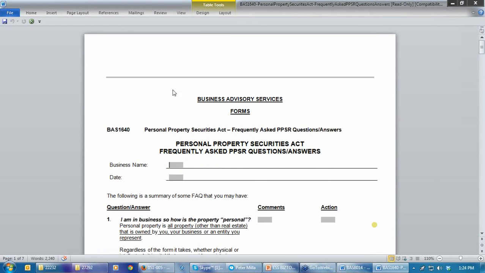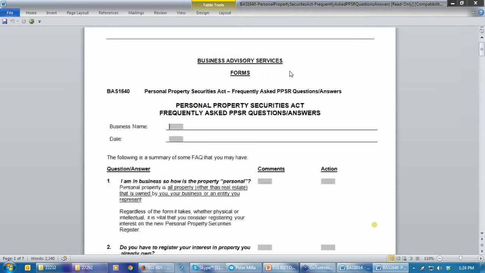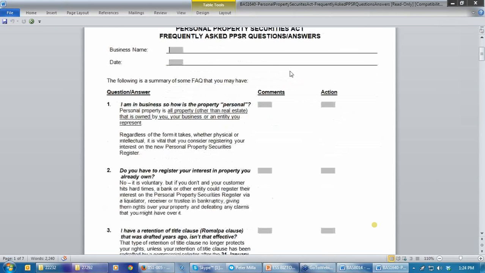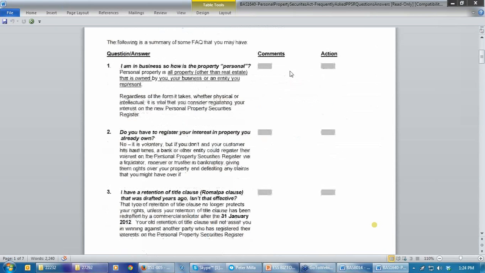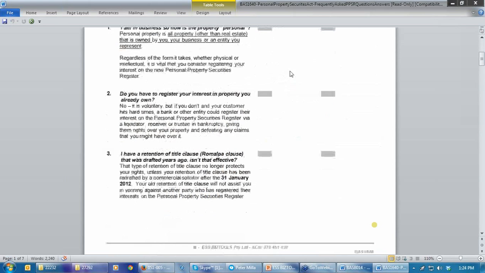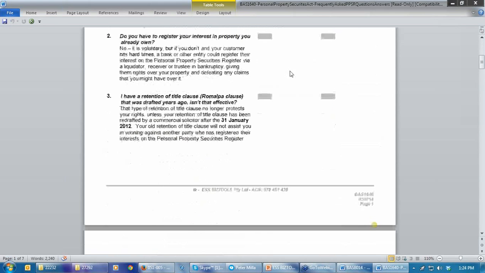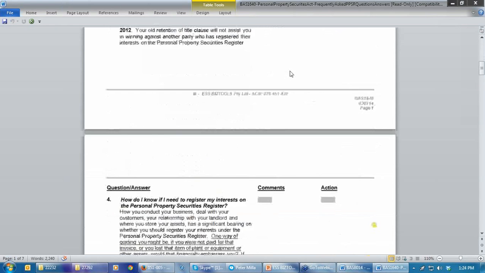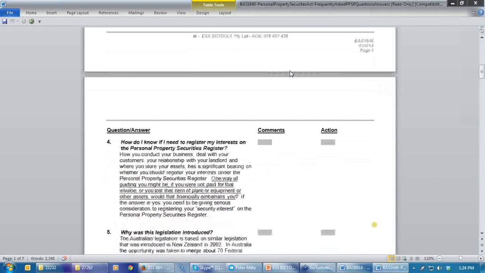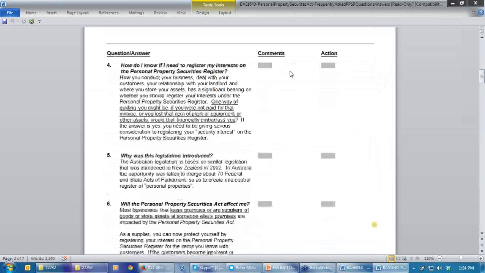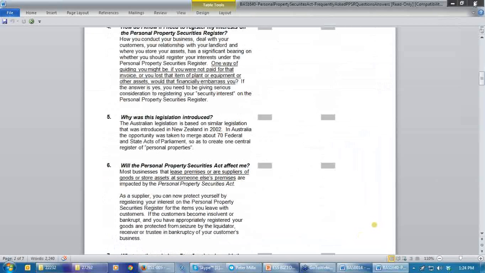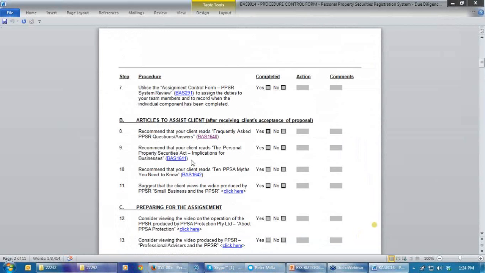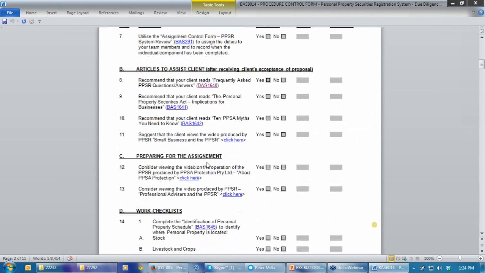You could badge this document again with your logo and your name at the top of it. And there's a summary of some of the questions and the answers. That will enable you to better communicate to your client on this legislation. There's other articles there you could give your client on the implications for business and 10 myths. There are some links to some videos.